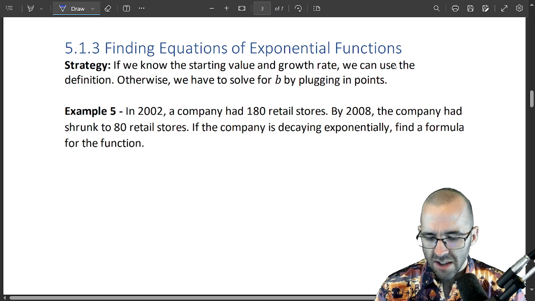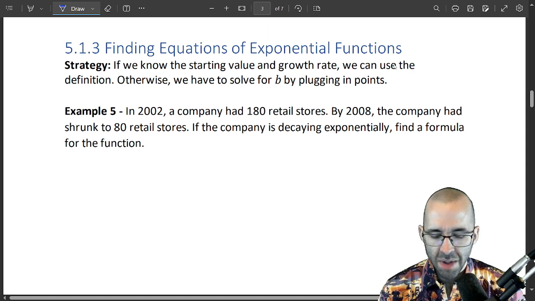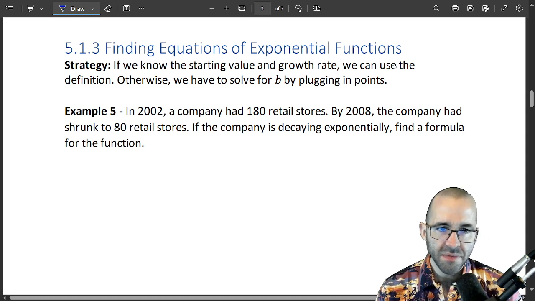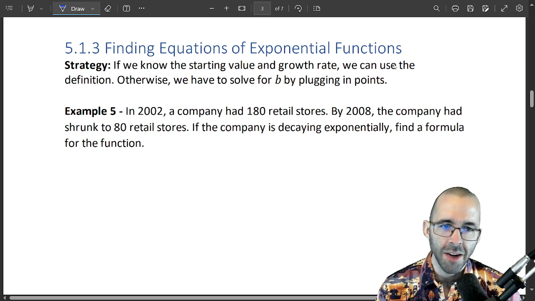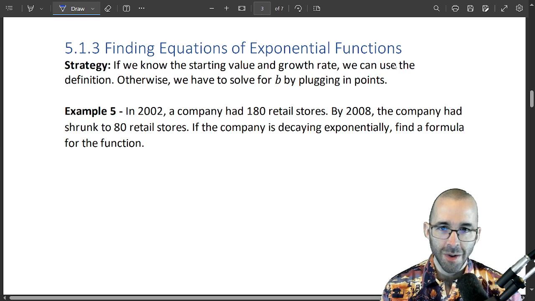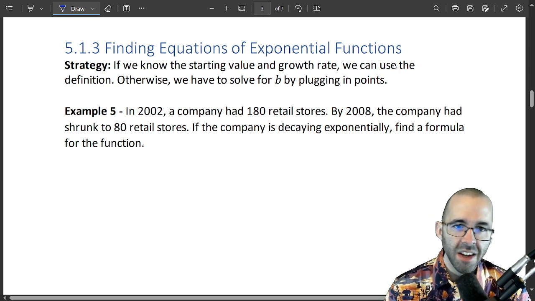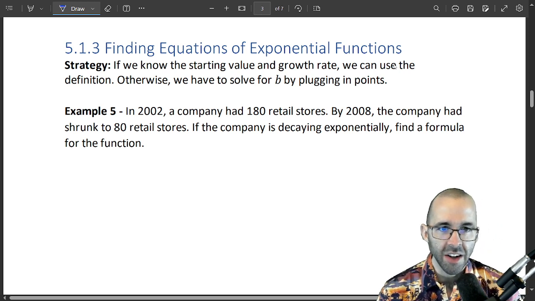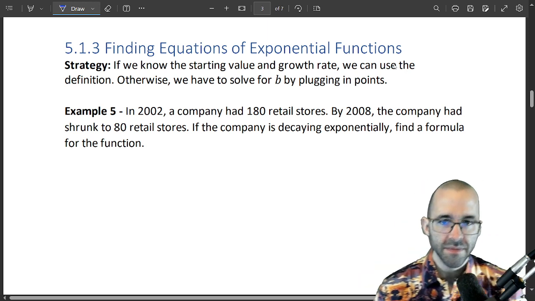In example 5, it says that in 2002, some company had 180 retail stores. Maybe this is Blockbuster. Anyone remember Blockbuster? And in 2008, the company had shrunk to 80 retail stores. If the company is decaying exponentially, find a formula for the function.